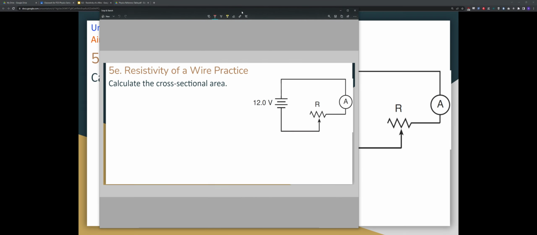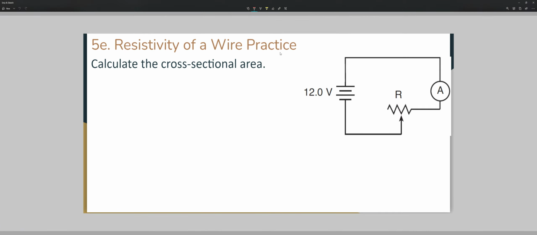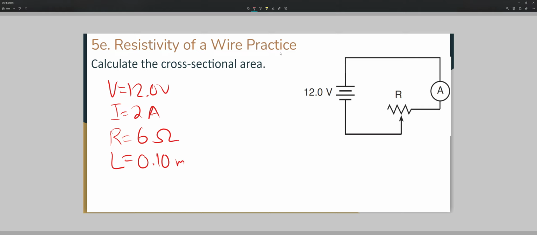Let me just get the values here. So we know my voltage is 12 volts, and from the last problem, current is 2 amps. The resistance we calculated was 6 ohms. What was the other one? Oh yeah, the length. The length was 10 centimeters or 0.10 meters. And the resistivity of nichrome was 150 times 10 to the negative 8 ohms times meter. And you want to know what the cross-sectional area is.